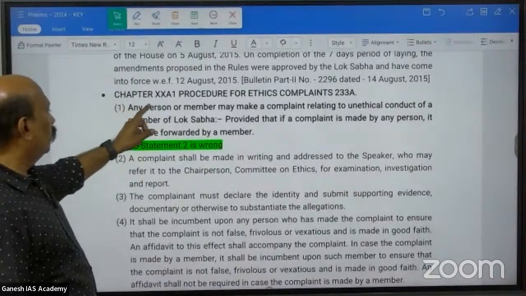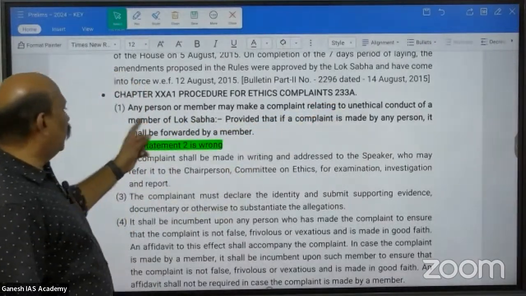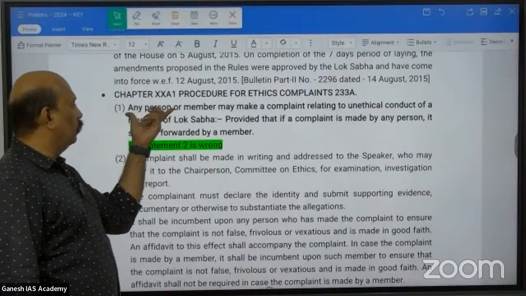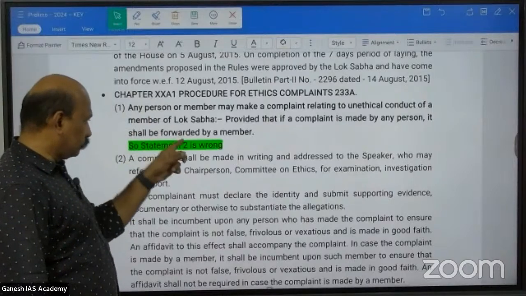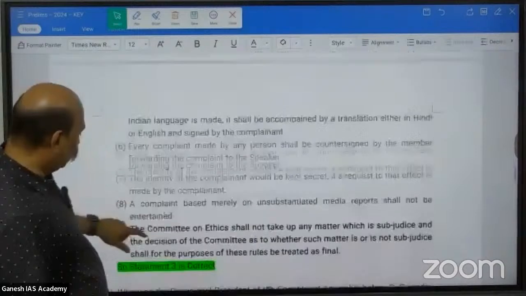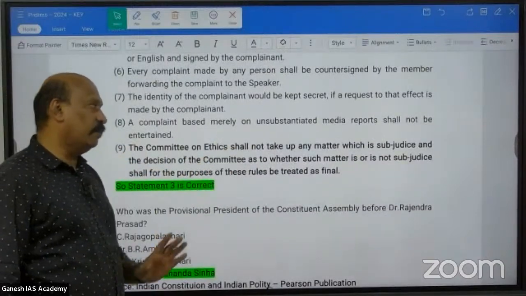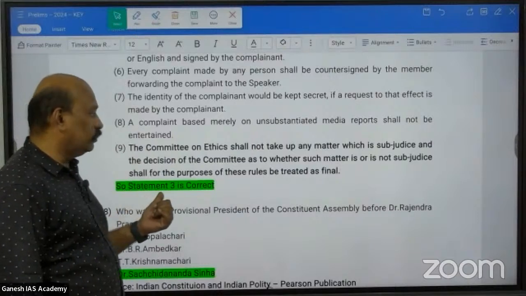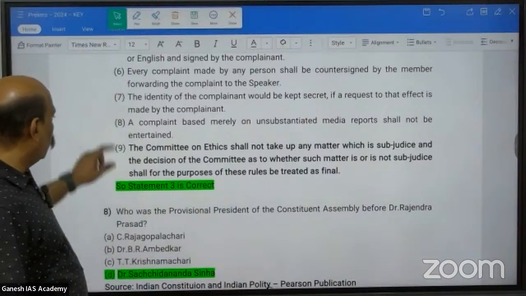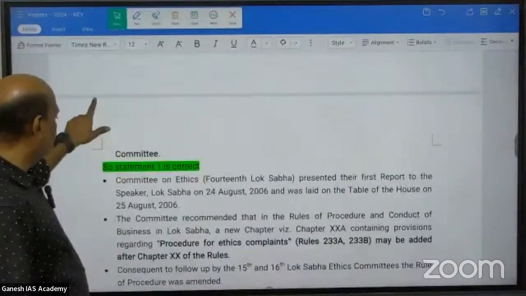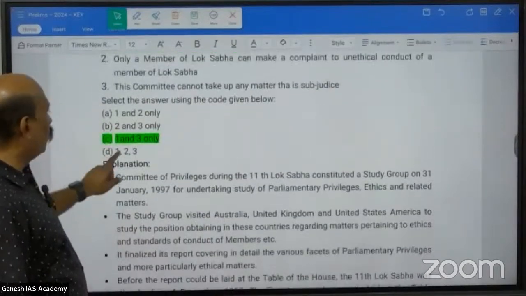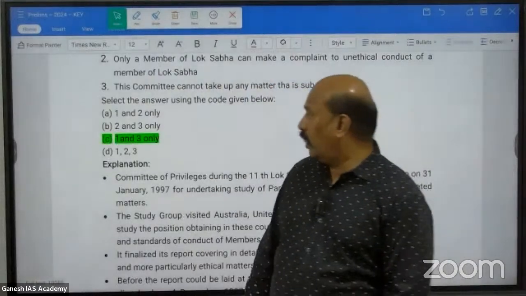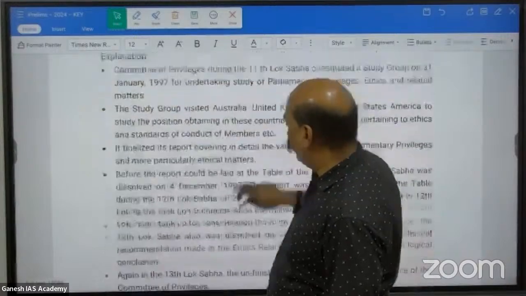According to rule 233A, any person or member may make a complaint relating to unethical conduct of a member of Lok Sabha. Here they have just removed 'any person' and included only a member, so it is wrong. And the 9th sub-rule clearly says the Committee on Ethics shall not take up any matter which is sub judice, and the decision of the committee as to whether such matter is or is not sub judice shall, for the purpose of the rules, be treated as final. So statement 3 is also correct. Hence, the answer to this question is 1 and 3 only. Any person can make a complaint with respect to the unethical conduct of a member of Lok Sabha. Let us go to the next question.